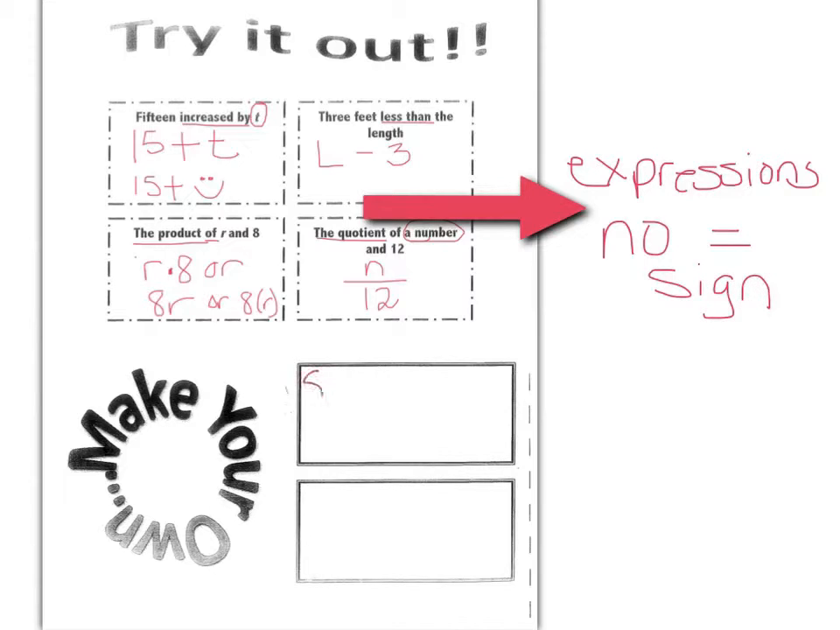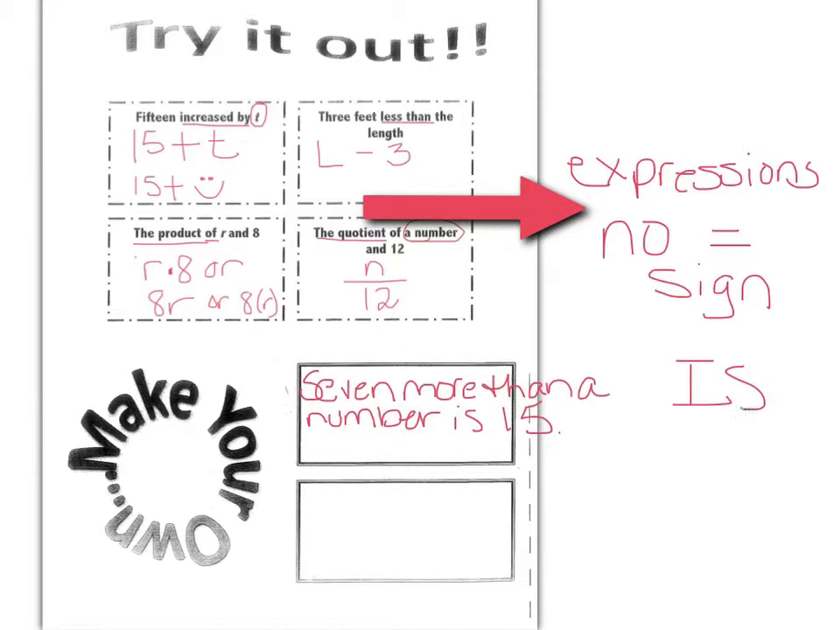So I'm going to write 7 more than a number is 15. Is means equals. That's important, really important. And that means that they are equations.